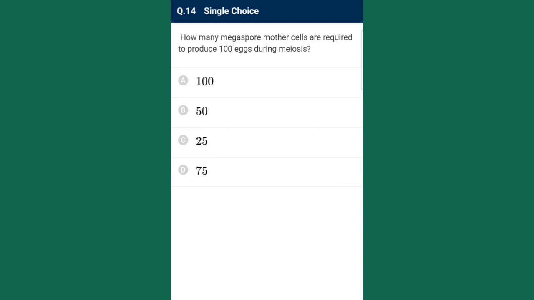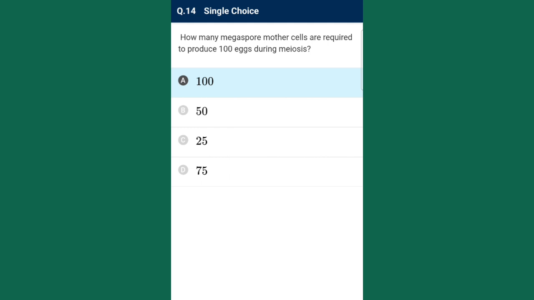In most of the common cases, only 1 out of 4 megaspores remains viable. So this is called the functional megaspore. Only the functional megaspore develops further into the mature embryo sac. Such development is called monosporic embryo sac development. The remaining 3 undergo disintegration. So the answer for this question is option A.